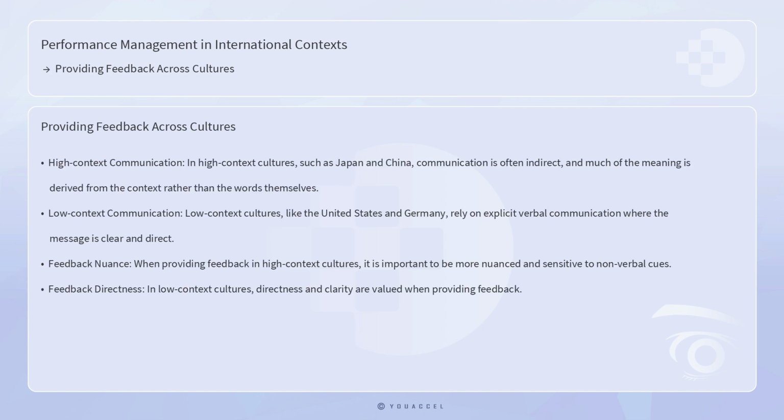One of the key concepts in providing feedback across cultures is recognizing the distinction between high-context and low-context communication, as described by Edward T. Hall. In high-context cultures, such as Japan and China, communication is often indirect, and much of the meaning is derived from the context rather than the words themselves. In contrast, low-context cultures, like the United States and Germany, rely on explicit verbal communication where the message is clear and direct. Therefore, when providing feedback in high-context cultures, it is important to be more nuanced and sensitive to nonverbal cues, whereas in low-context cultures, directness and clarity are valued.